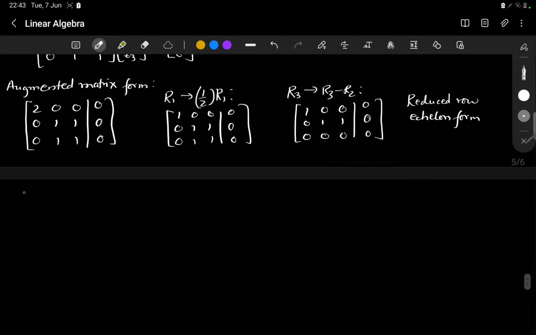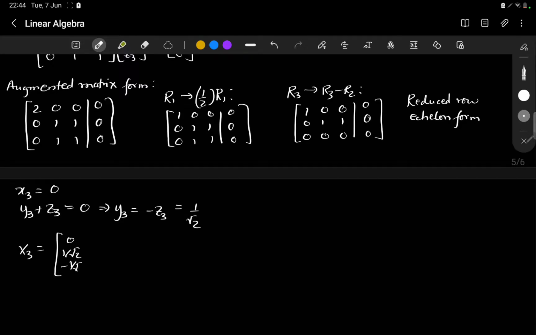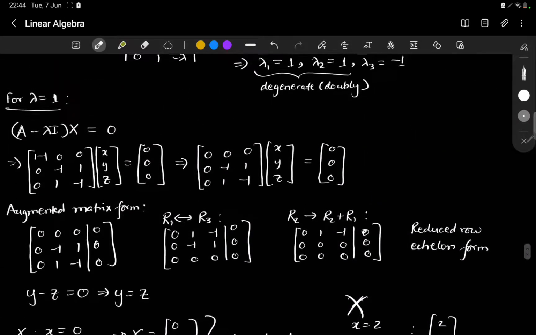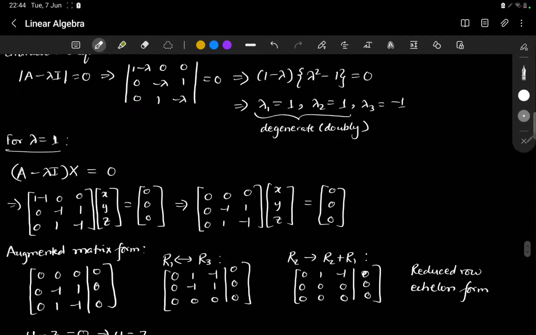And this corresponds to the following set of equations. And let us set this equal to 1 over square root 2 for normalization. So this gives us the eigenvector as follows. So we have now solved the question. We have 3 eigenvalues and 3 eigenvectors. 2 of the eigenvalues have numerically the same value and they are doubly degenerate.